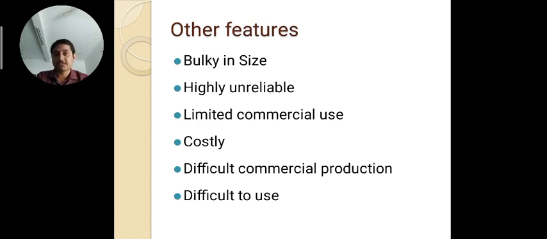It was having limited commercial use. In our previous slide we saw that it was helpful for scientific applications only, so commercial use was not there. It was too costly, it was not economical, and it was having difficult commercial production, because if anything is not popular in the market, its production is also difficult. If those computers were famous, their production would be easy, but they were not popular. It was very limited in commercial use. It was bulky. It was costly. So commercial production was also difficult.